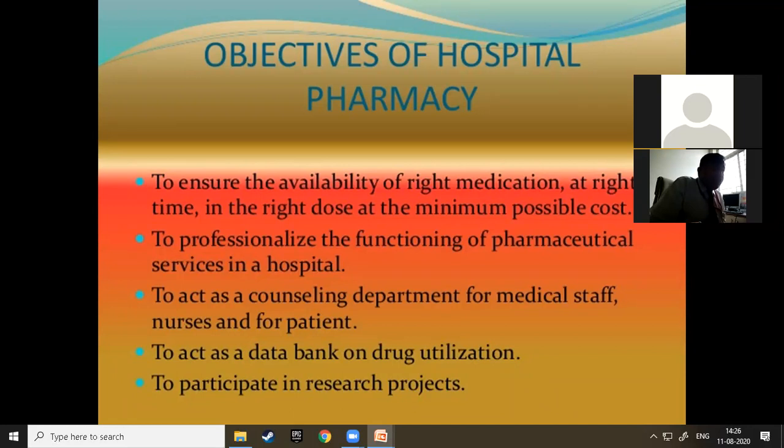To ensure the availability of the right medication, right time, right dose at minimum possible cost. This is the main objective. To professionalize the function of pharmaceutical service in a hospital. Another objective, to act as a counseling department for medical staff, nurses, and for patients.